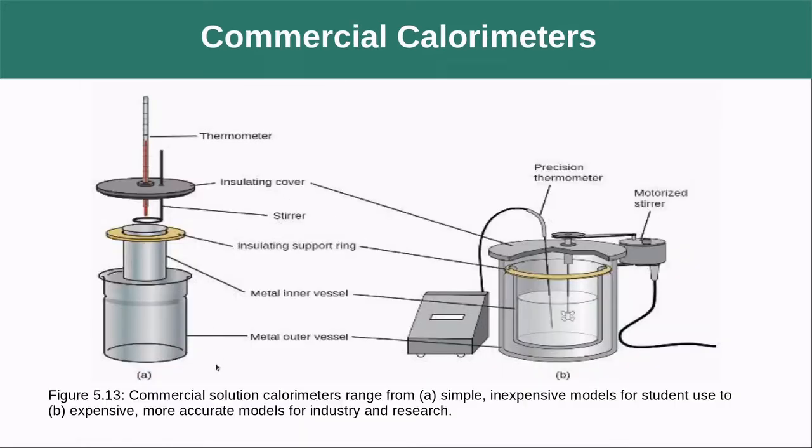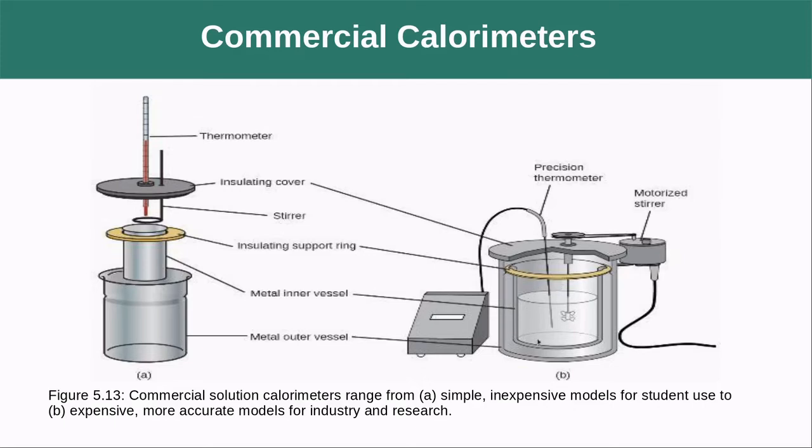Calorimeters can be quite a bit fancier than that, though. Here is an analog to a coffee cup calorimeter. That's a commercial unit. It's made out of two concentric vessels that have a little air gap in them here, and that's causing the insulation. Still just an insulating cover, thermometer, and a stirrer there.